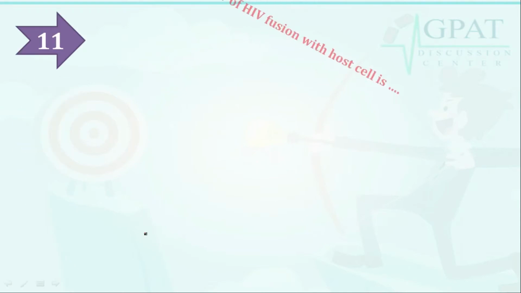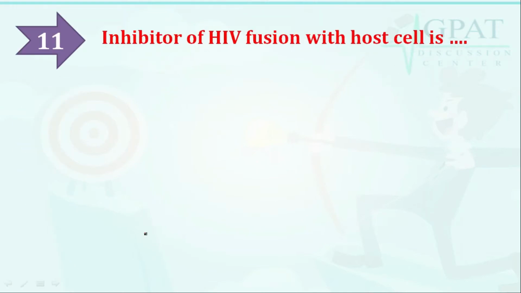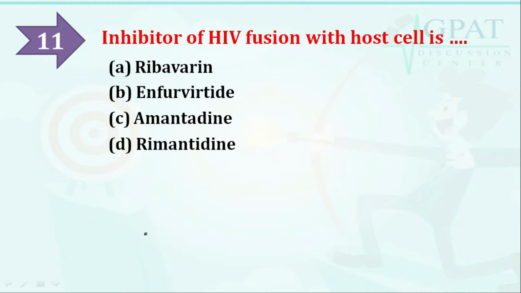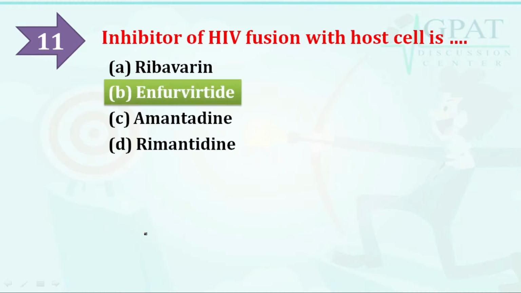Moving on to the next question: the inhibitor of HIV fusion with the host cell is, option A is ribavirin, option B is enfuvirtide, option C is amantadine, option D is rimantadine. So which is the inhibitor of HIV fusion with the host cell? The correct answer is enfuvirtide. So students, just try to learn that it is a fusion inhibitor. Its name indicates it: FU, a fusion inhibitor.